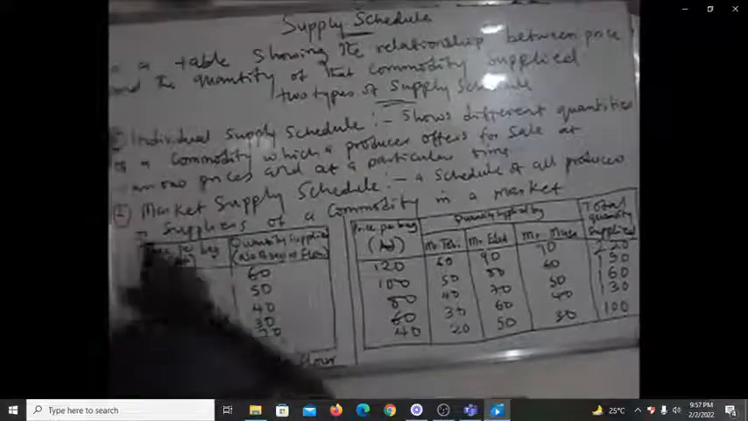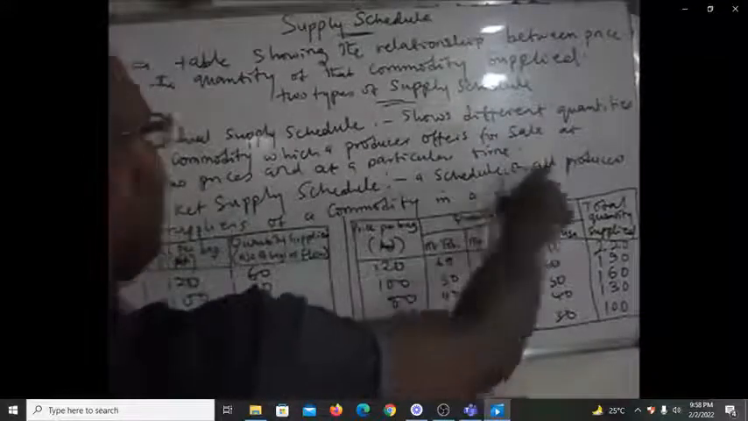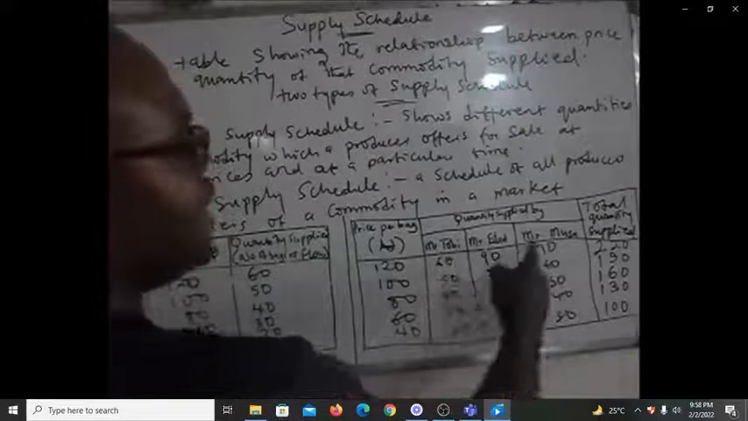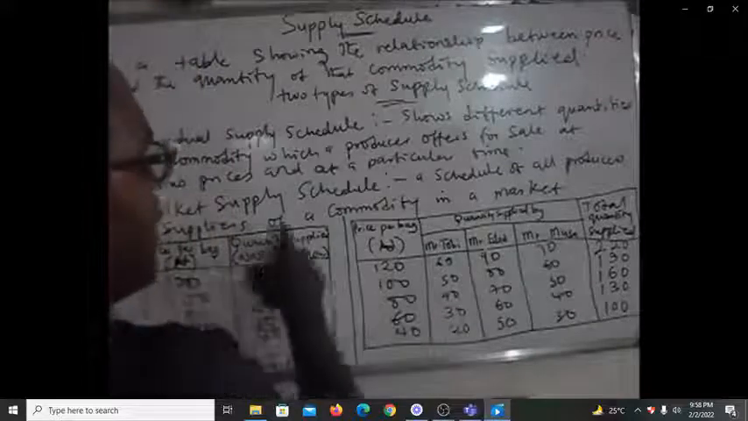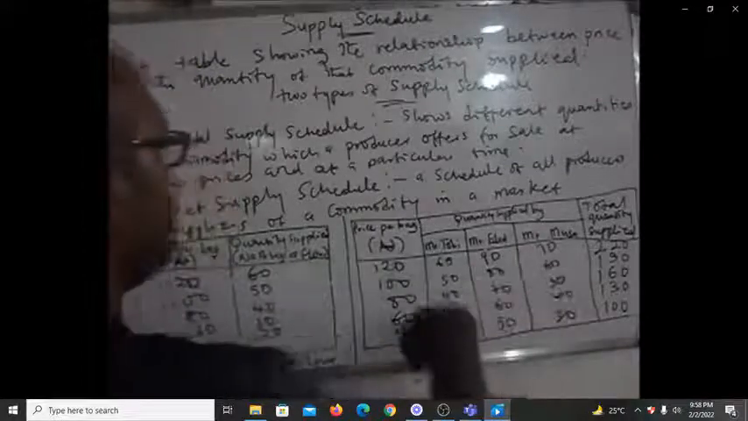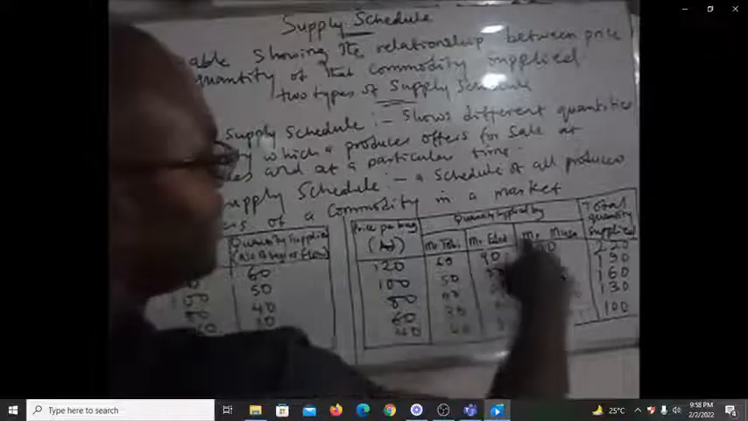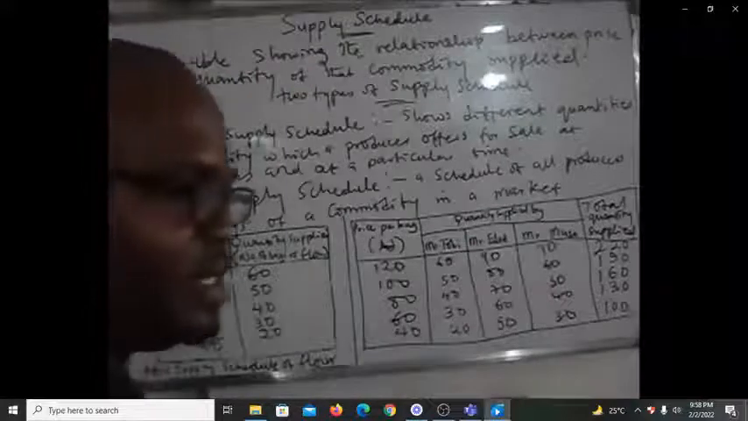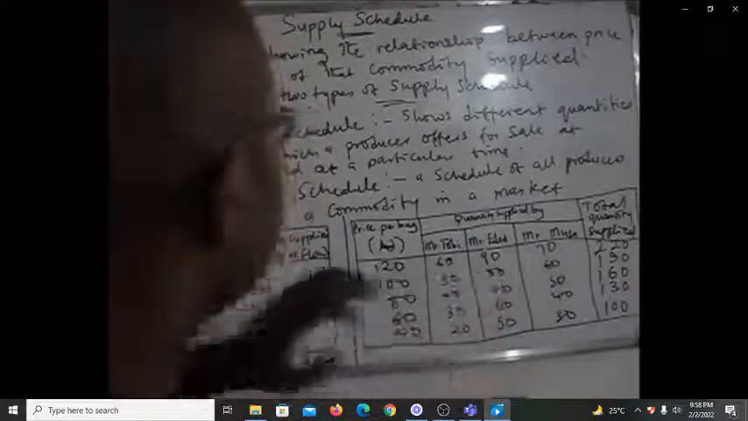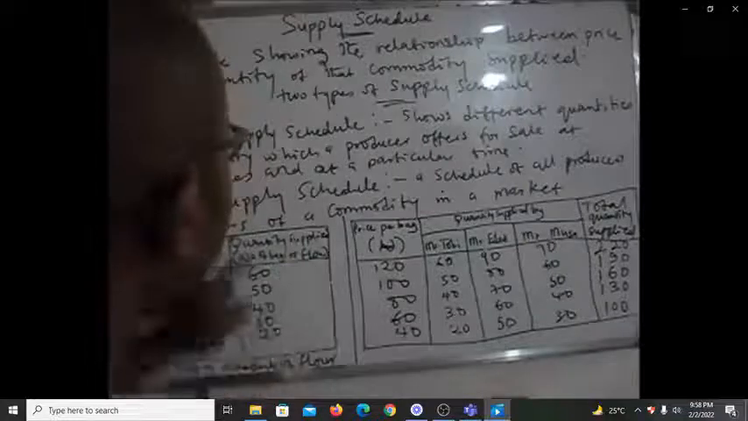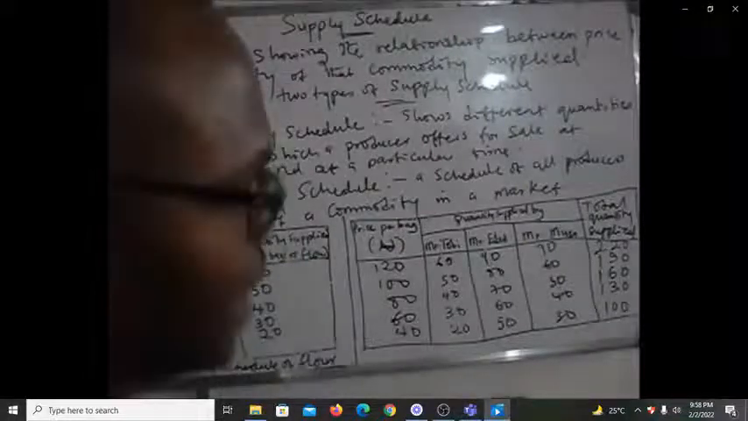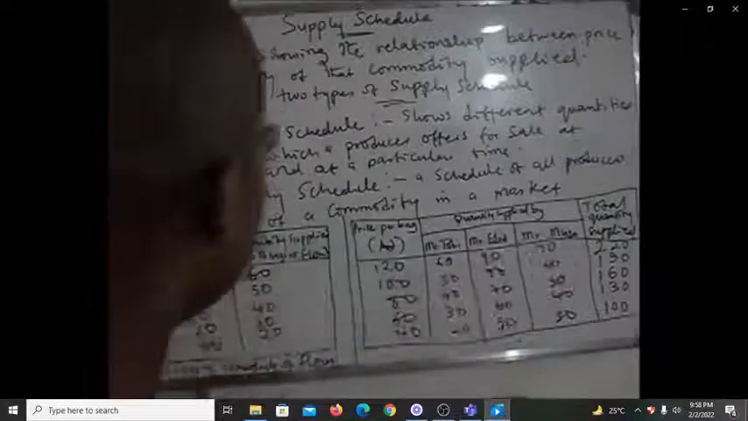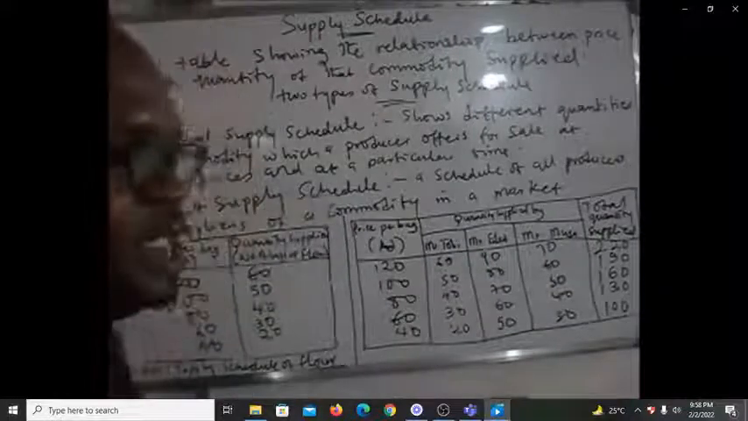Whereas market supply schedule is a schedule of all producers. These are all the producers, Mr. Toby, Mr. Edet, and Mr. Musa, or all suppliers of a commodity in the world market. Which commodity are they supplying? Bag of what? Flour at these various prices. You understand? So this one is talking about many suppliers, whereas this part is talking about what? One supplier. So that's why we call this one that talks about one supplier, individual supply schedule. And the one that talks about many suppliers, we call it what? Market supply schedule. Is that clear?